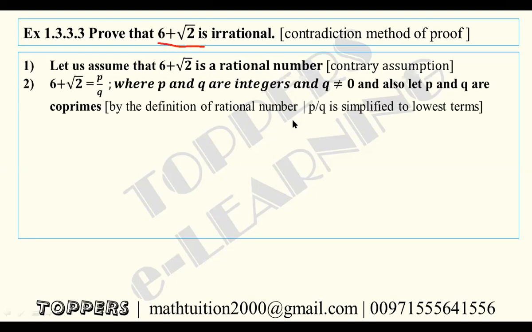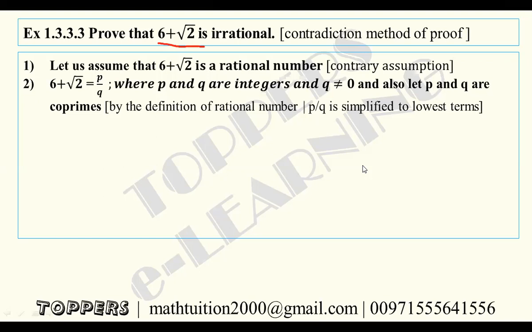So in the second step, we write 6 plus root 2 equal to p by q, where p and q are integers and q is not equal to 0. And also let p and q be coprimes. We take p and q to the simplest form, the lowest terms. If there are any common factors, we cancel them and bring it to the smallest form. So they have only 1 as the common factor. So we can say that p by q are coprimes.